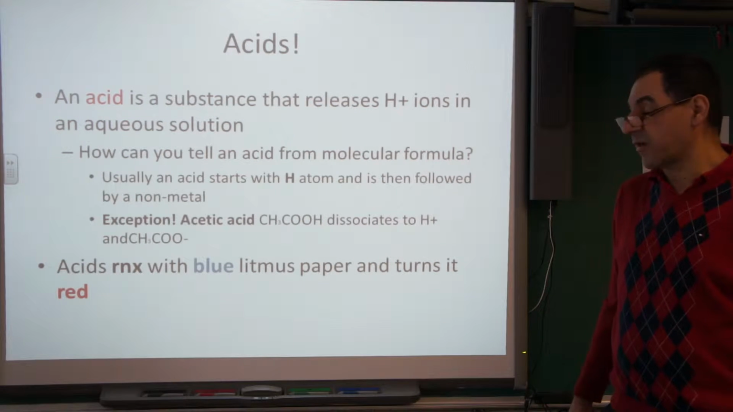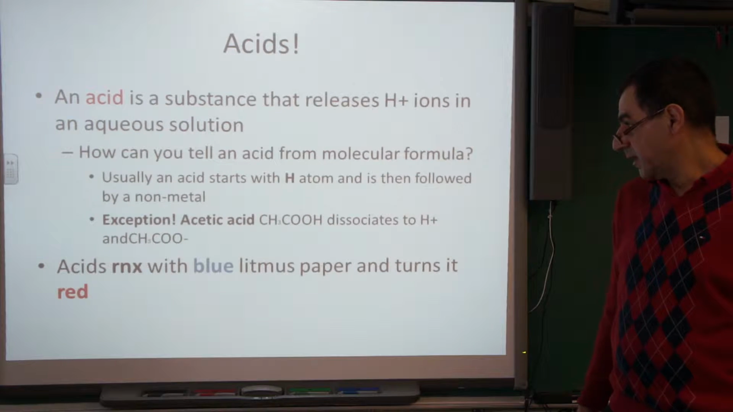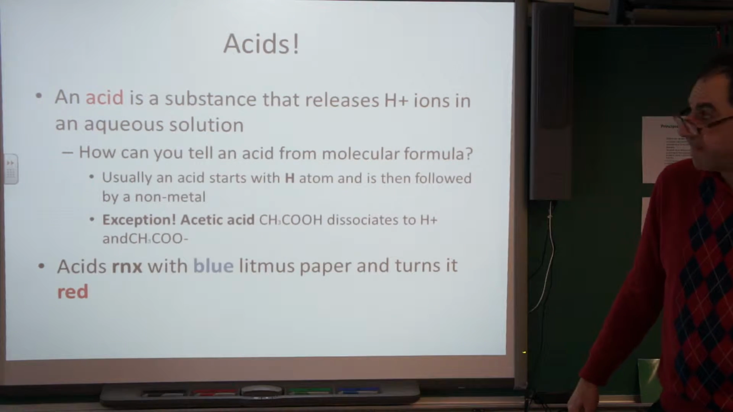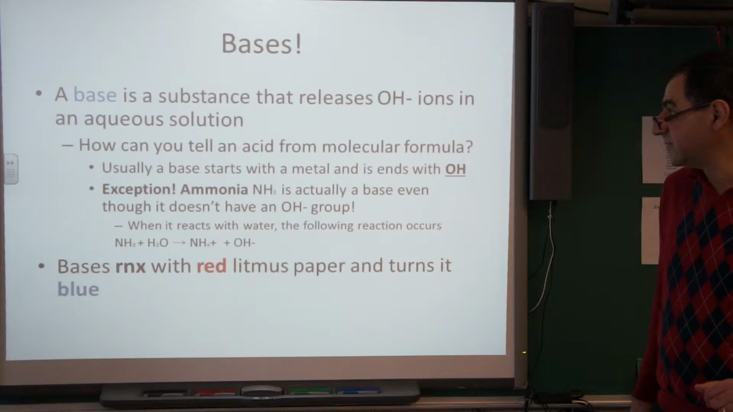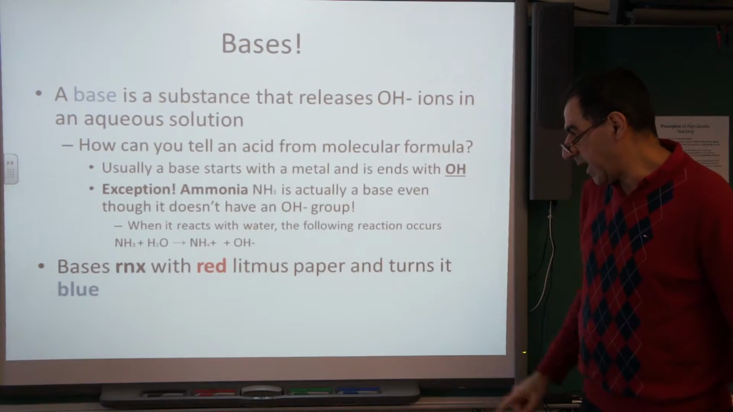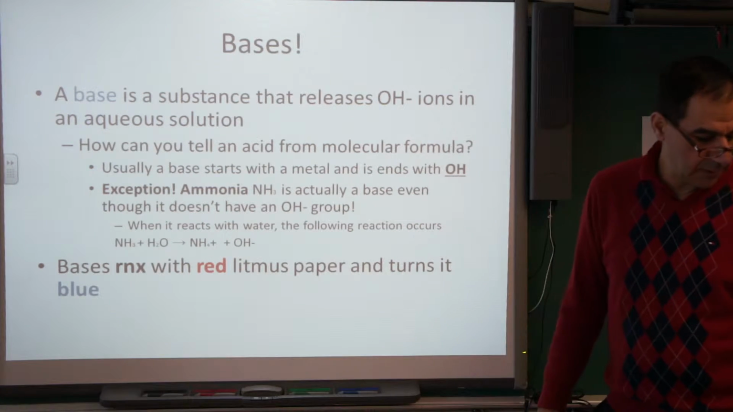Acids are substances that release the H plus ions in aqueous solutions. Usually, they start with an H, and they turn blue litmus paper red. Bases are substances that end in OH, and they convert red litmus paper into blue.